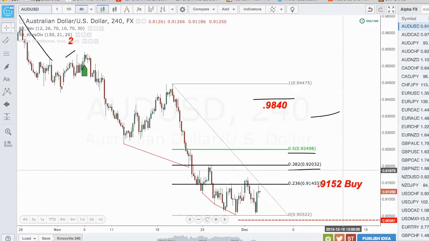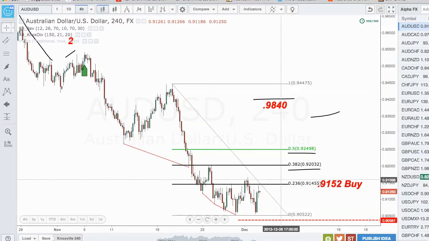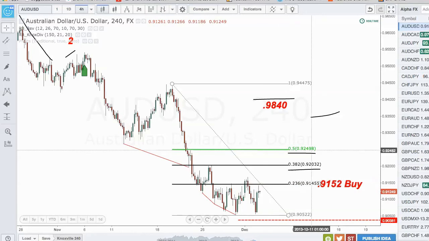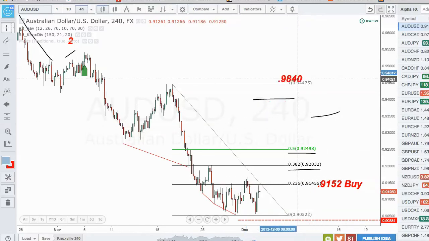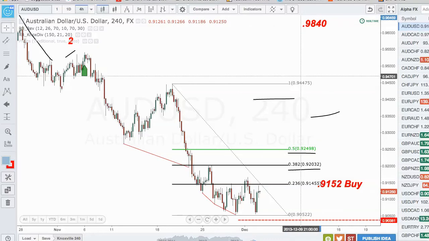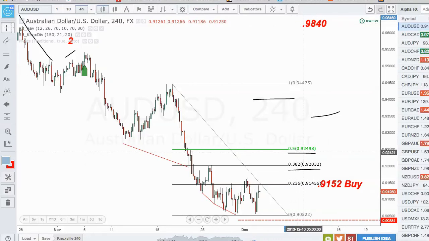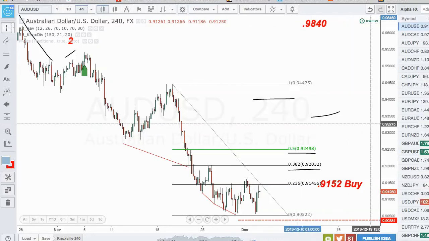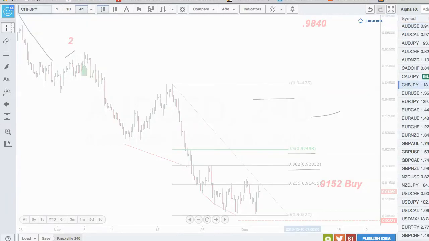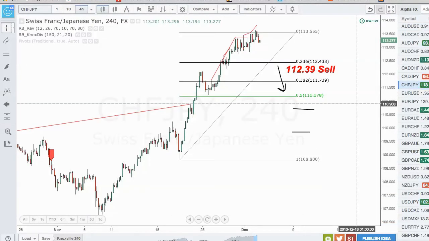This is the Australian dollar US dollar. 91.52 buy. We've already talked about this being a trade at 91.60 now that 91.50 was already broken. There is a target at 98.40 all the way up here, way up there. But I'd say for now, the target at 92.50 is reasonable enough. It's the same trade on the 4 hour and the 1 hour. This looks better to me. The Swiss yen from the 4 hour looks like the kind of trade I want to take.